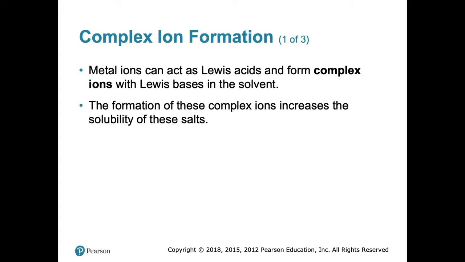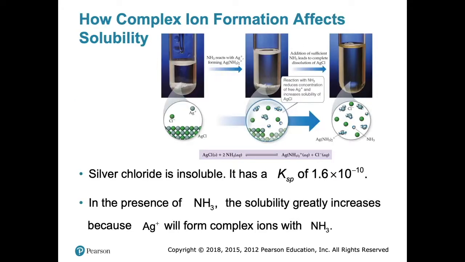Okay, so complex ion formations. This is not that big a thing, but we'll go over it real quickly. Metal ions can act as Lewis acids to form complex ions, and then Lewis bases act as Lewis bases in the solvent. So basically, you have a metal and a whole bunch of ions can surround it. This part is important though.